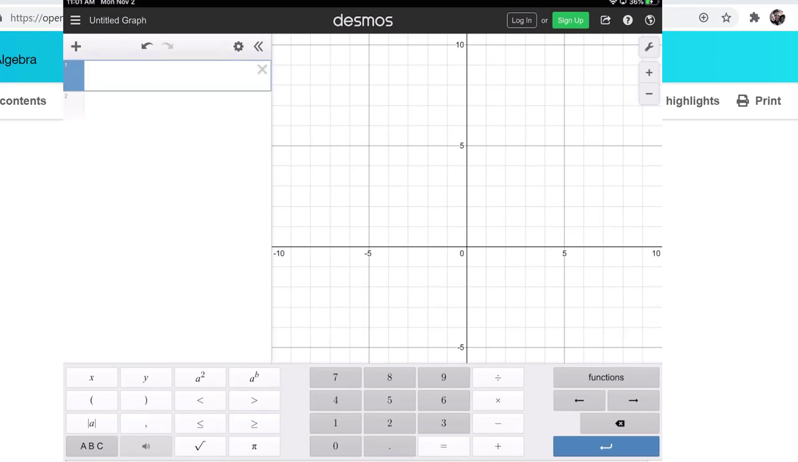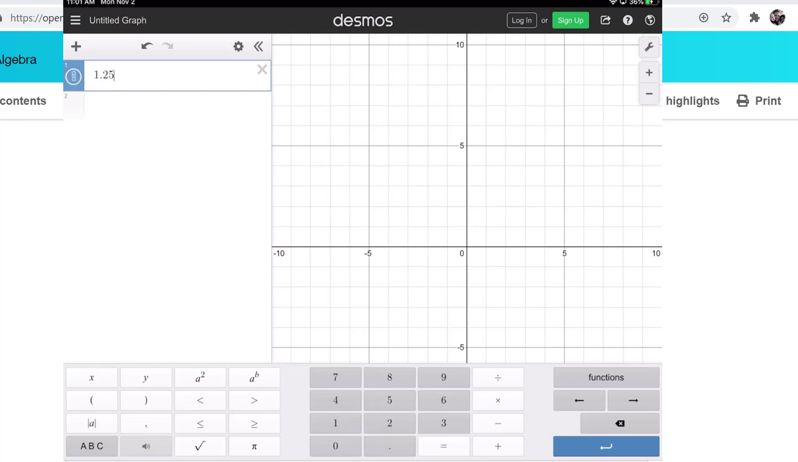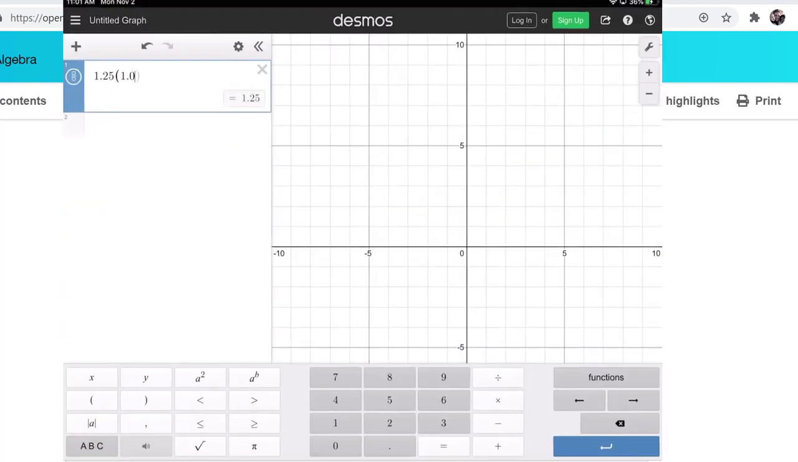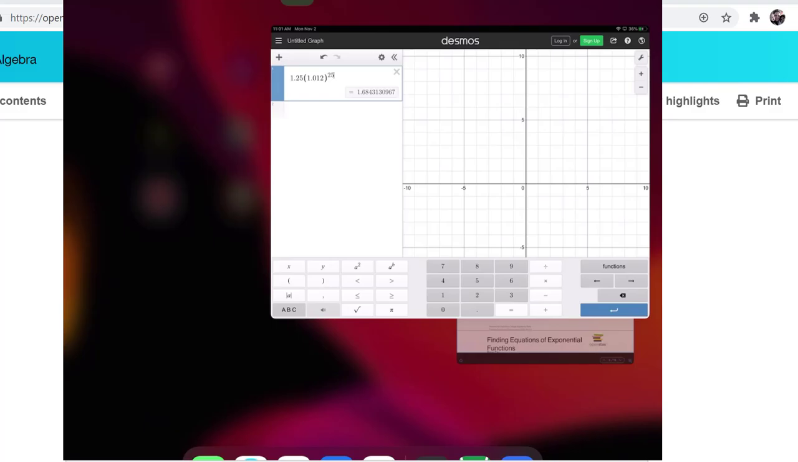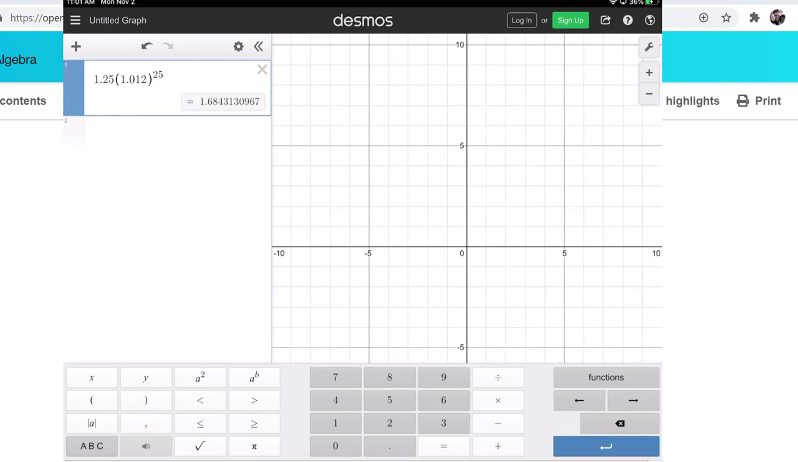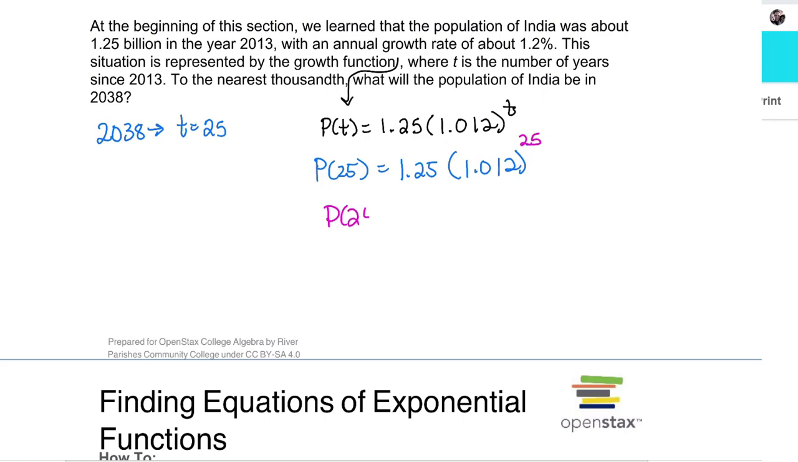So we have 1.25 parentheses 1.012 carried to the 25th power, and it looks like we get 1.6843. Did they tell us how to round? To the nearest thousandths. So that's the third decimal place. So 1.684. This population was in billions, so it would be 1.684 billion.